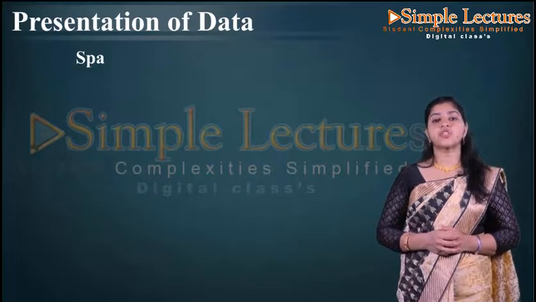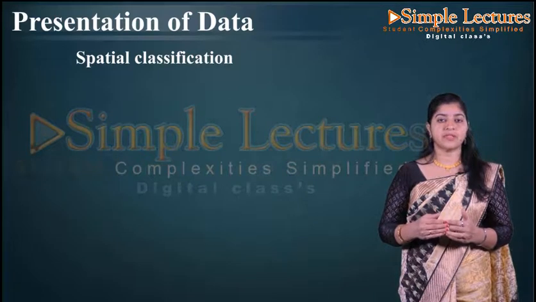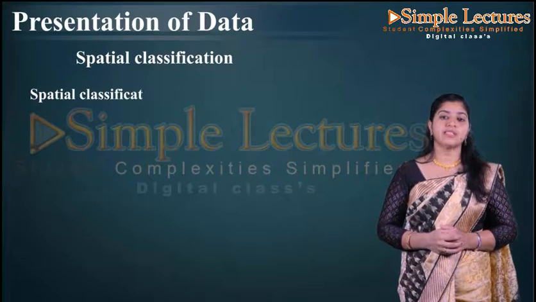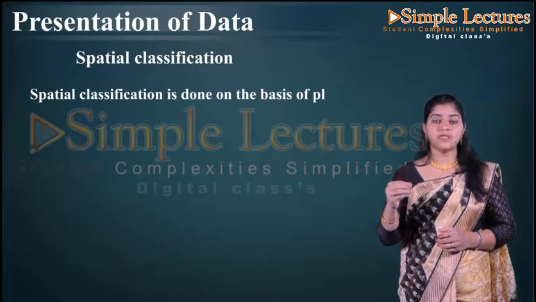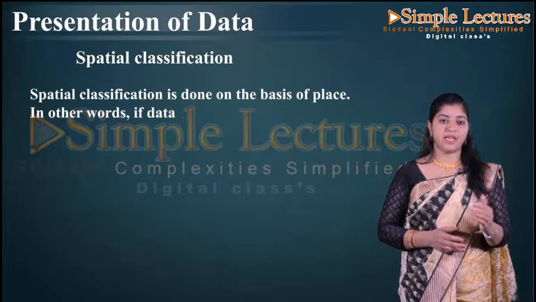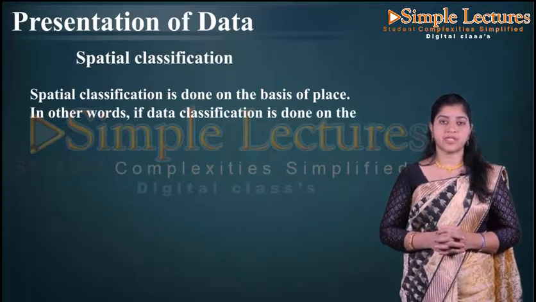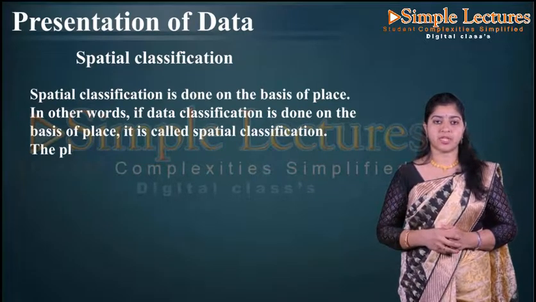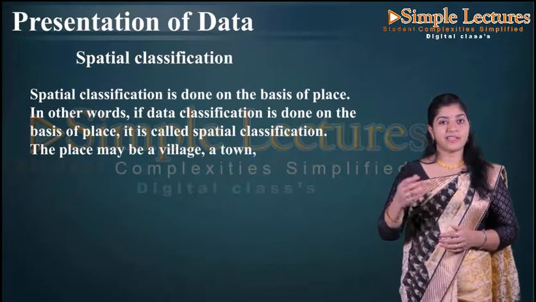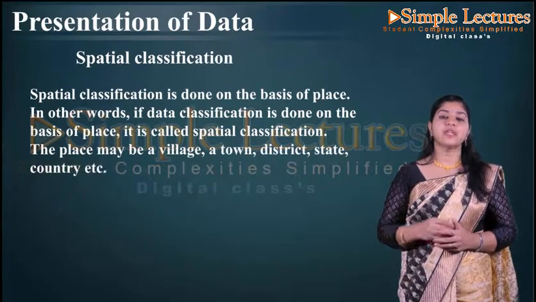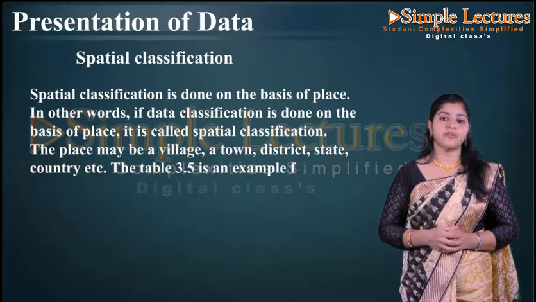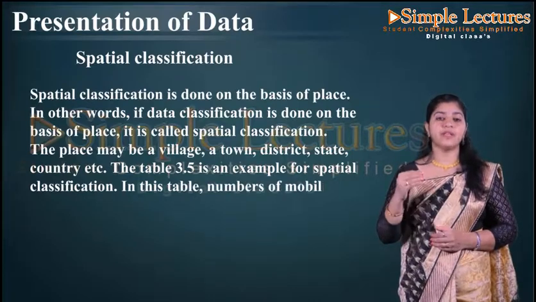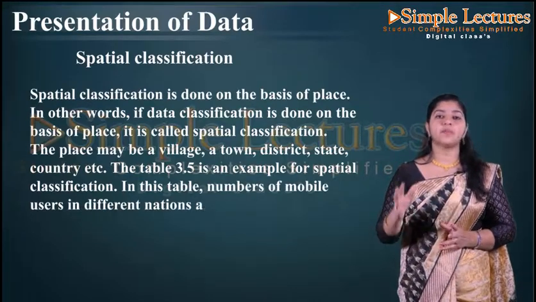Next is the spatial classification. Spatial, the name itself says it is related to space. So spatial classification is done on the basis of space or place, which place it belongs to. In other words, if data classification is done on the basis of place, it is called spatial classification. The place may be a village, town, district, state, country, etc. We can see a table for spatial classification using mobile phone users in different nations.